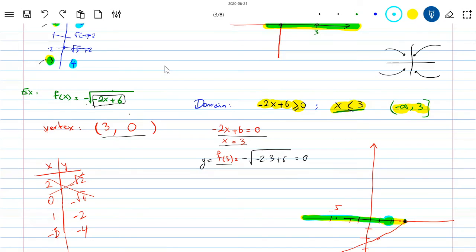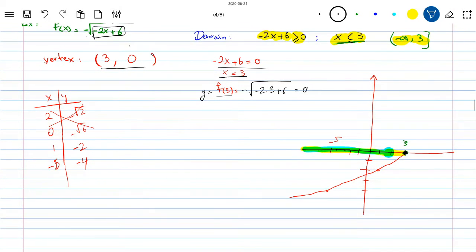Okay. And where is 3? This is 3. Where is the vertex? The vertex is at 3 and 0. This is 3 and 0. The vertex is at this point, so the graph stops at that point. And since we know the domain is on the left side, the graph should be on the left side.